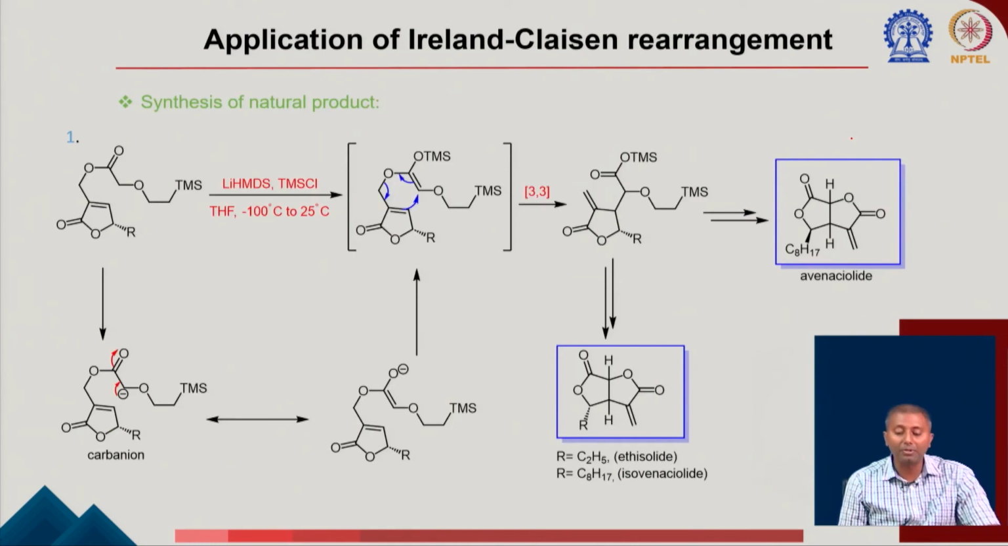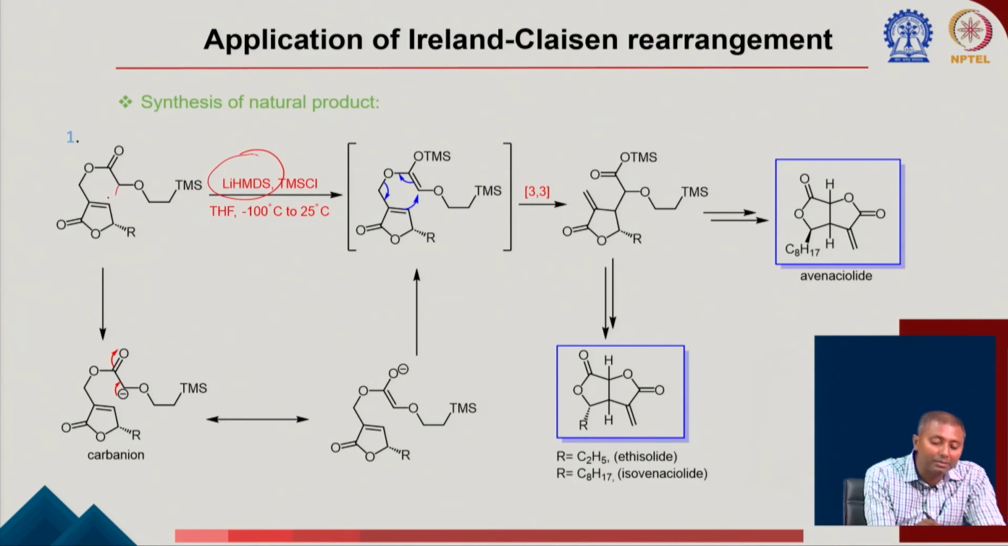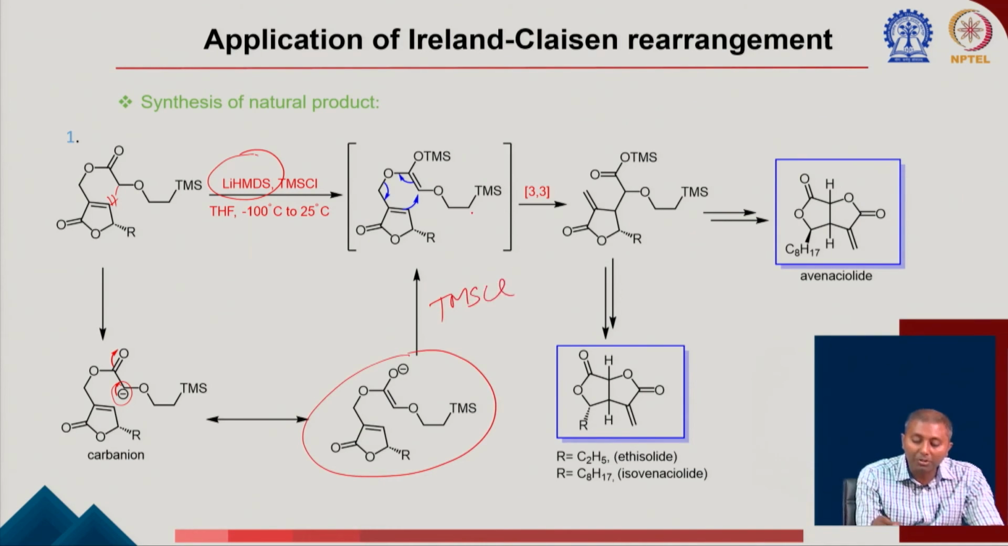There is another reaction for this Ireland-Claisen rearrangement. In this reaction, in place of LDA, LiHMDS is the base which abstracts this proton to form this carbanion. That carbanion can go for enolization, and then it traps with TMS chloride to form the corresponding OTMS species. Once you have this ready, it is ready for the 3,3-sigmatropic shift. You can now clearly see this 1, 2, 3 and then 1, 2, 3, which forms after the 3,3-sigmatropic shift.